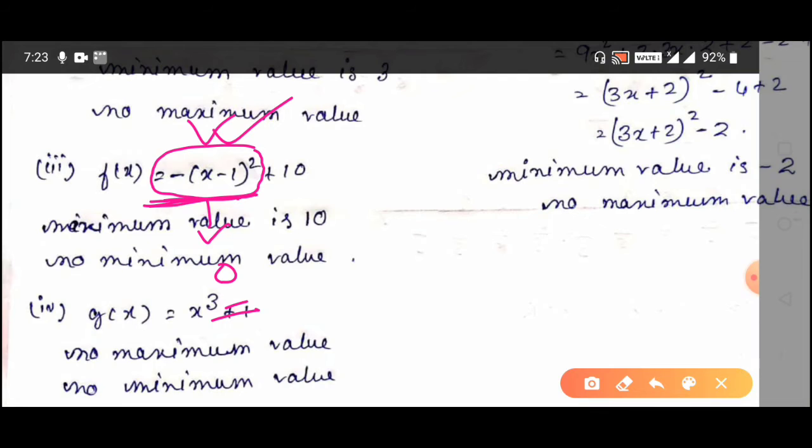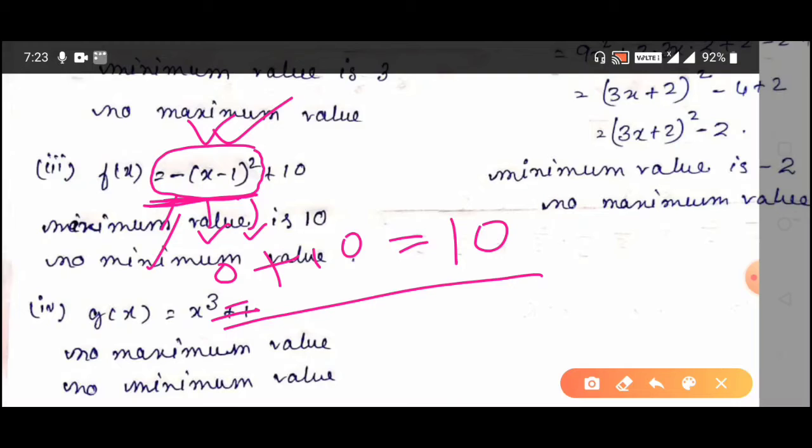Minimum value we don't know because it is a negative quantity, but we know the maximum value. Maximum value cannot be more than 0 because of this negative sign. So the maximum value will be 0. If the maximum value of this part is 0, then 0 plus 10, the maximum value will become 10, and we cannot find the minimum value.